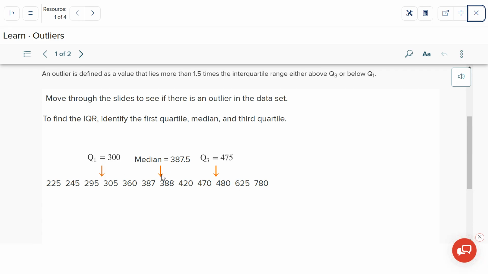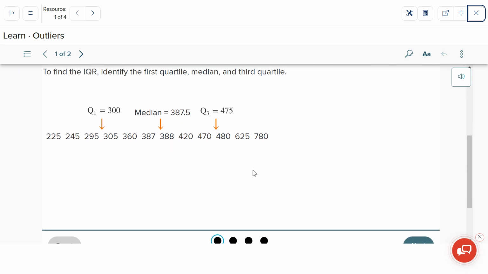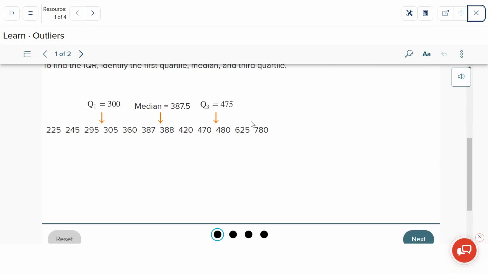And our median, they have said, is 387.5. That's halfway in between 387 and 388. Our Q1 is 300 over here. They had to go 295 plus 305 divided by 2 for that. And our Q3 is 475. Again, they would have had to go 470 plus 480 divided by 2 to get that 475. Okay, so now we have those.